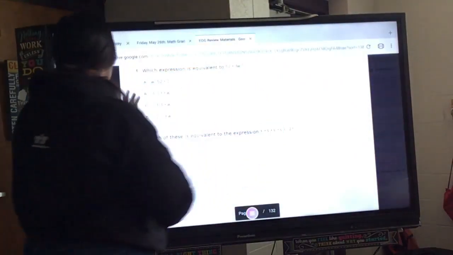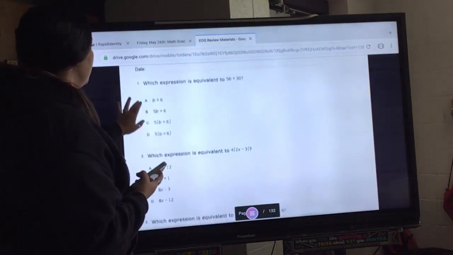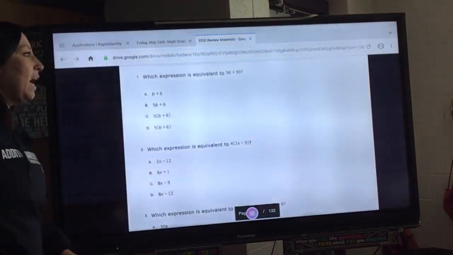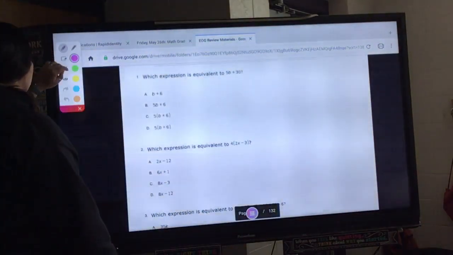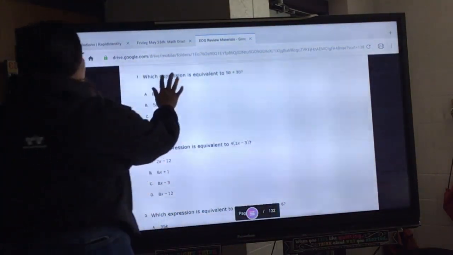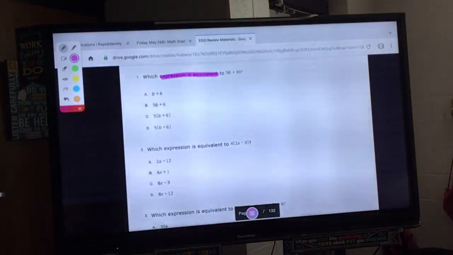Alright, go back to number 1. So looking at number 1, in section 7, yep, sorry. It says, which expression is equivalent to 5b plus 30? What type of question is this?